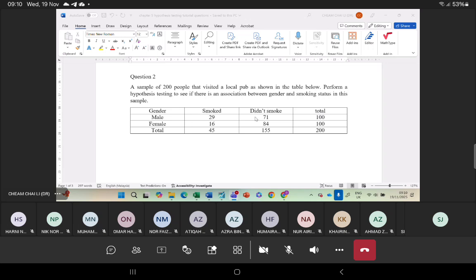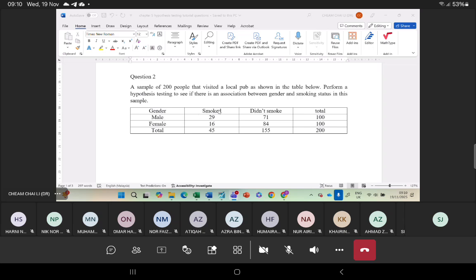So you see this one, you have this, this is a sample of 200 people that visited a local pub as shown in table below. So perform a hypothesis testing. Okay, any gender, when you have male and female.